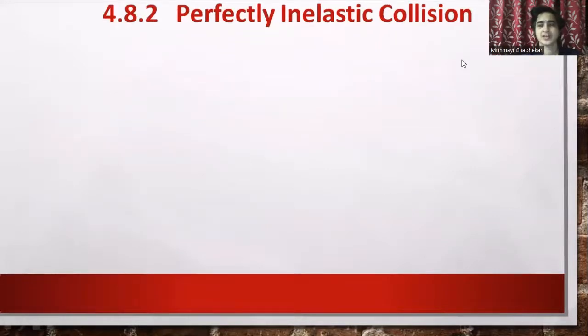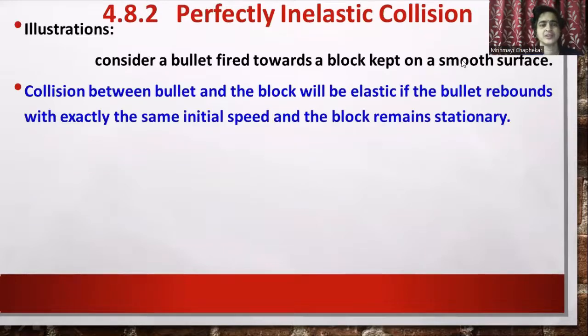We shall consider it through an illustration. Consider a bullet fired towards a block kept on a smooth surface. Collision between the bullet and the block will be elastic if the bullet rebounds with exactly same initial speed and block remains stationary.